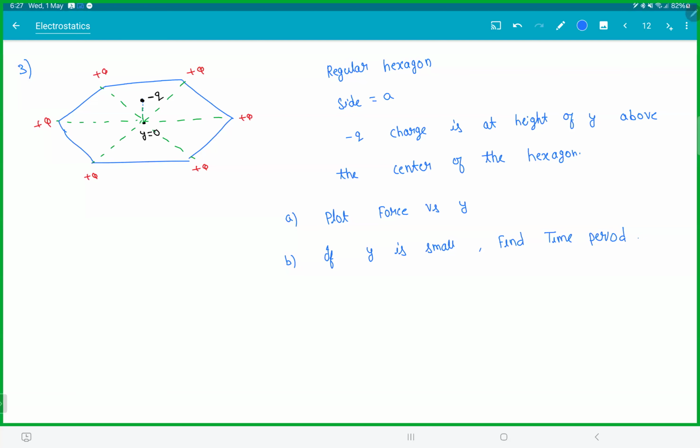Any answers? Forces K, Q, A square, Y square. God, there is an angle between them. I hope you have taken that into account. You simply added, didn't you? You just added 6 into F.